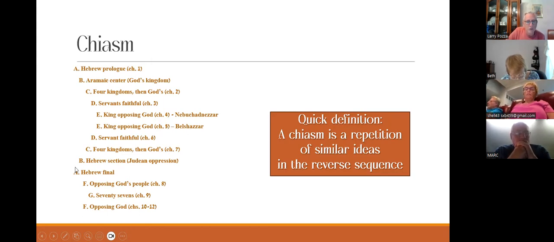Chapters 8 through 12 is a little bit different. It kind of corresponds to chapter 1, but it encompasses the remaining chapters. And within those remaining chapters, you have another sub-chiasm. You have in chapter 8 a ruler that is opposing God's people, and the same thing in chapter 10 through 12. And in the middle is that really, really strange prediction of the 70 weeks or 70 sevens.